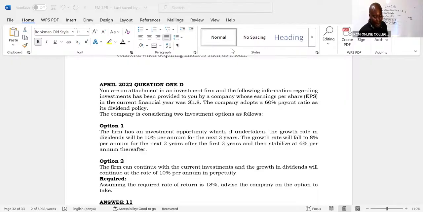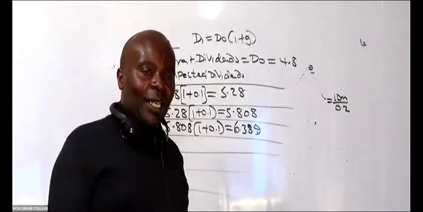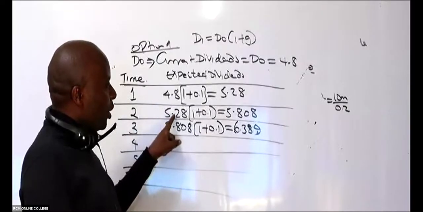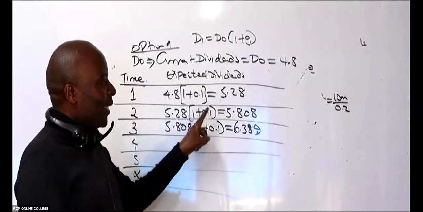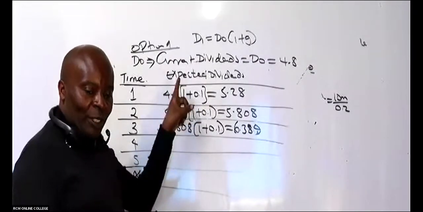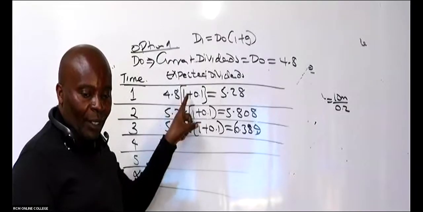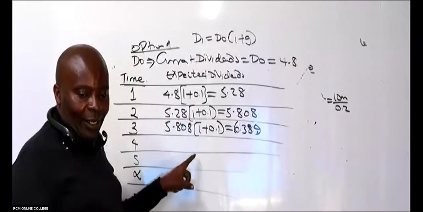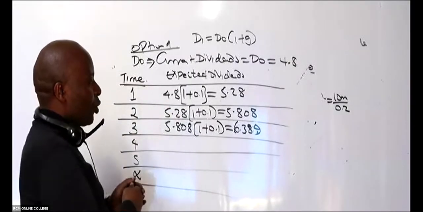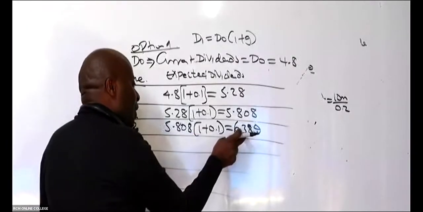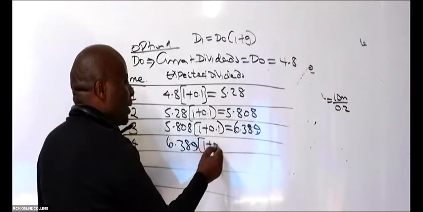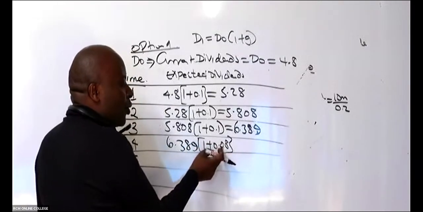So 8% per annum. Now, please listen. I know you can come and say 4.8 times 1.1 squared, and you get the same answer, but I prefer going the longer way, because this way you will never go wrong. Let's use 3 decimal places. So then we come here to year number 4. We are continuing with this dividend here. So it will be 6.389 into 1 plus 0.08, because now the new rate is 8%.